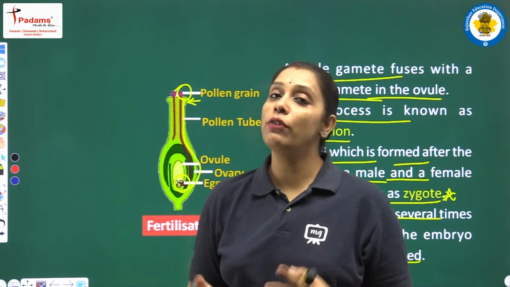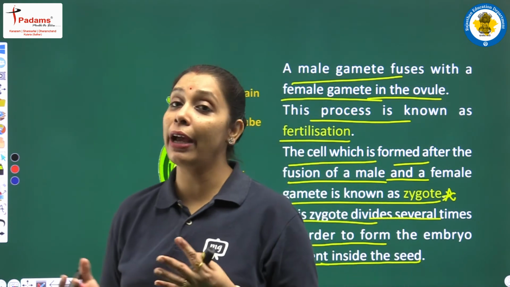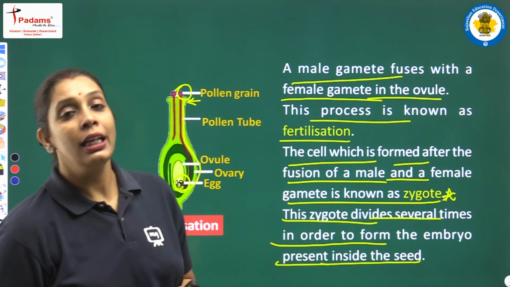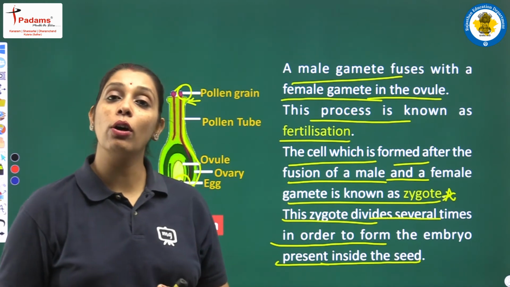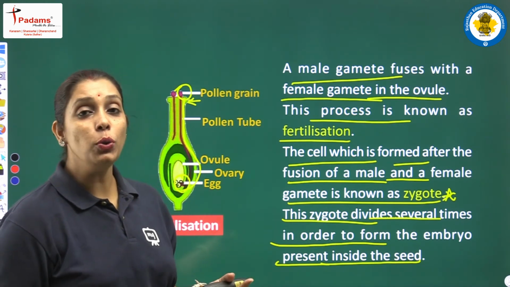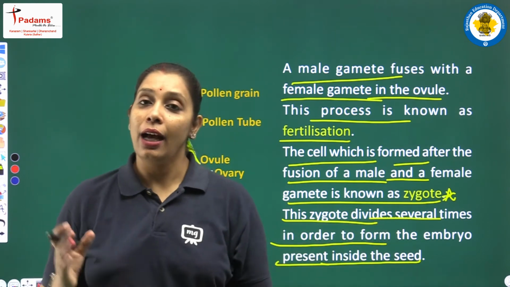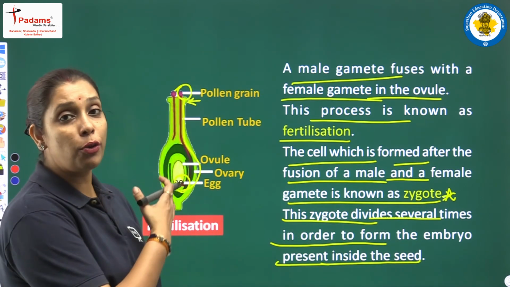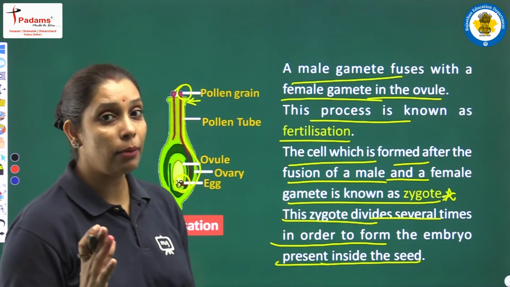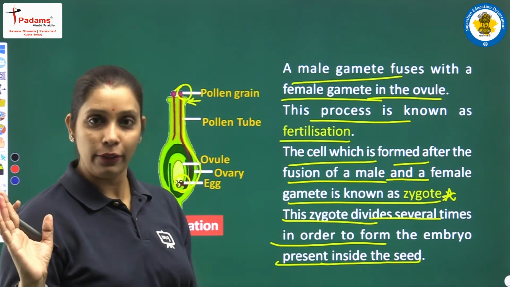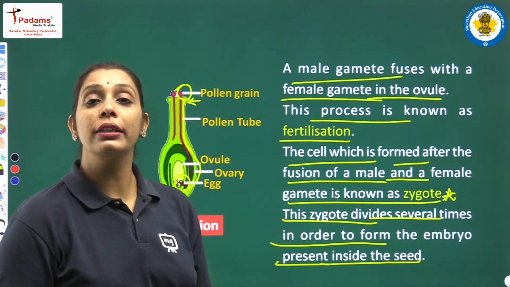Fine. And here fertilization takes place, and finally what develops? A zygote forms, and zygote further develops into embryo. Okay, the answer is clear to everybody. You have to draw this diagram. Without this diagram your answer is not complete. Fine, class 7. Move to the next question, class.